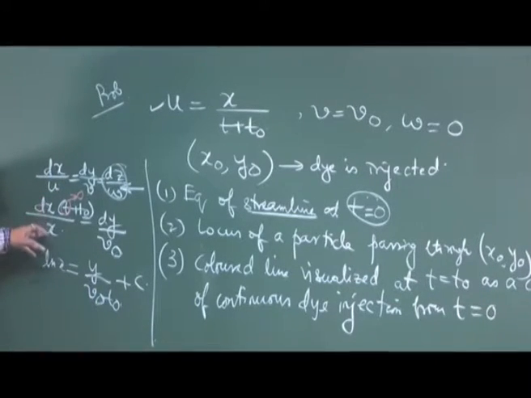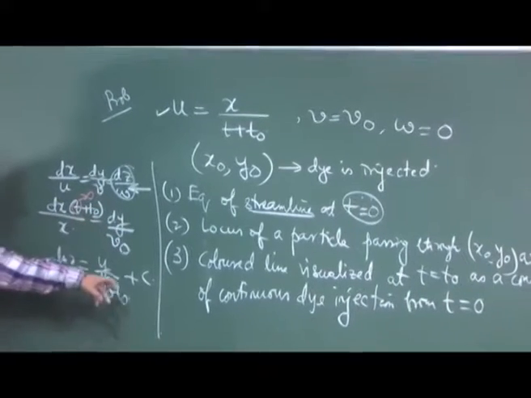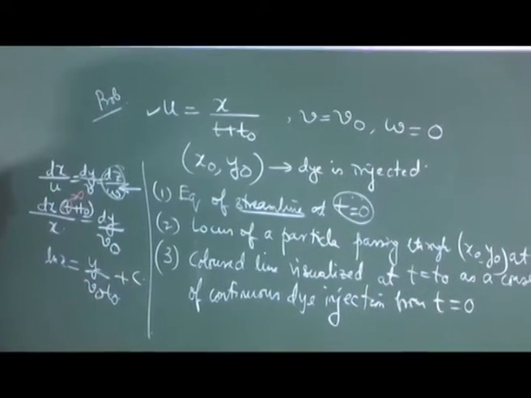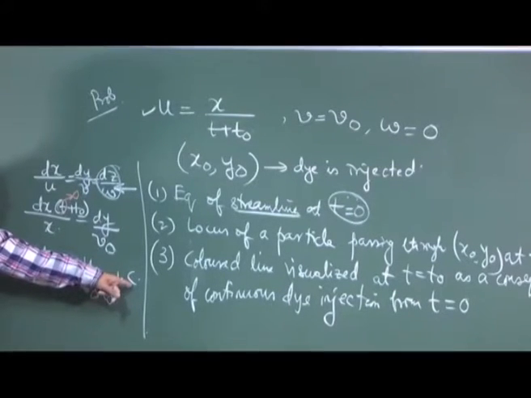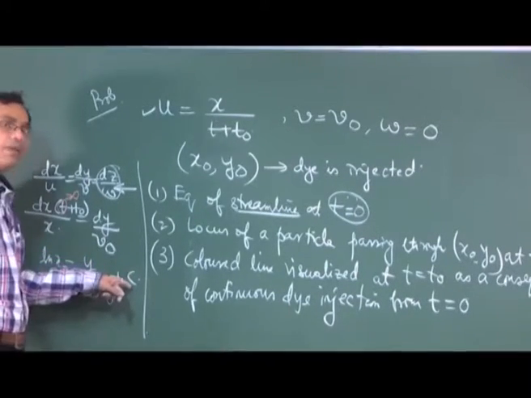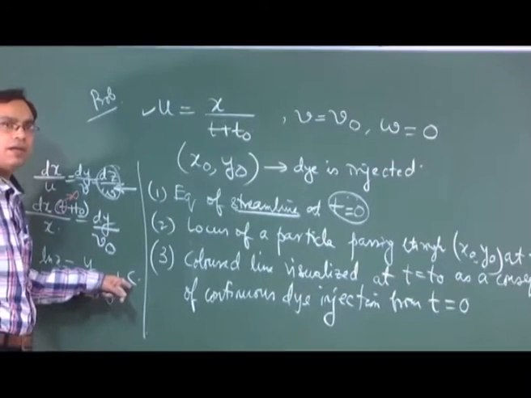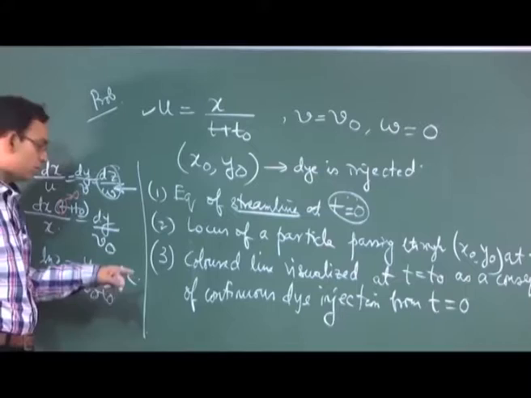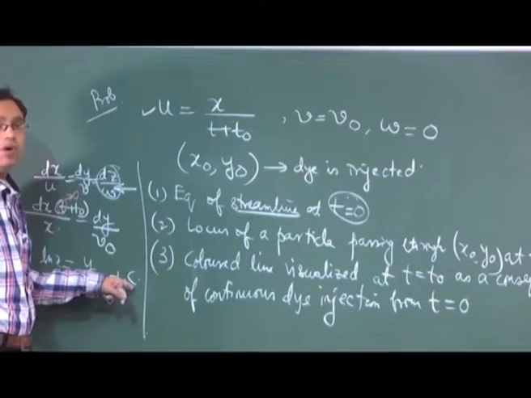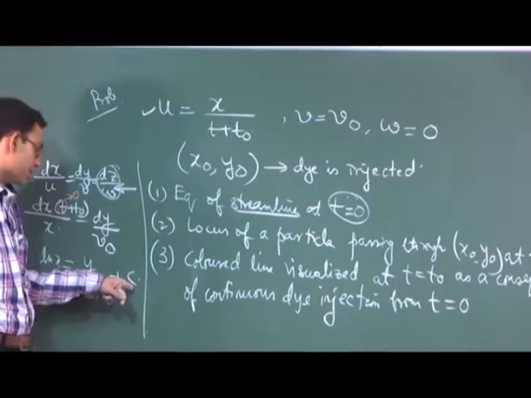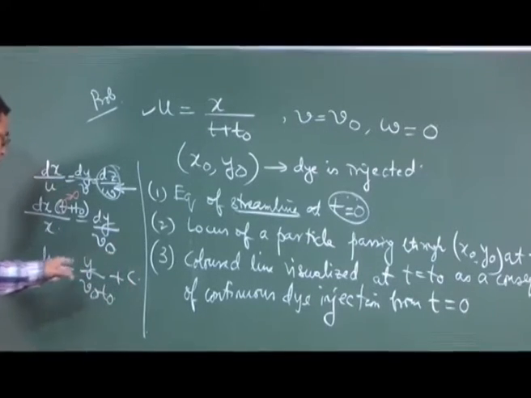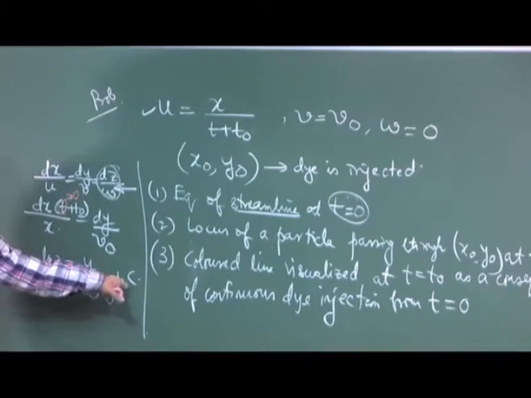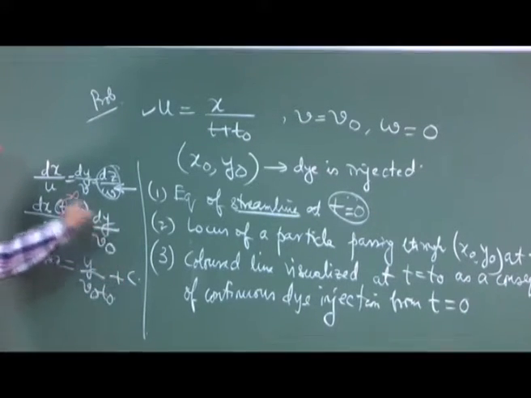So, we have essentially integrated this and a constant has appeared. How will this C depend, or what are the parameters on which this C will depend? You have to give a point through which the streamline passes. So, let us say that the streamline passes through x0, y0. If you constrain the streamline to pass through x0, y0, you will get the value of C from here, and that completes the solution of the first part.